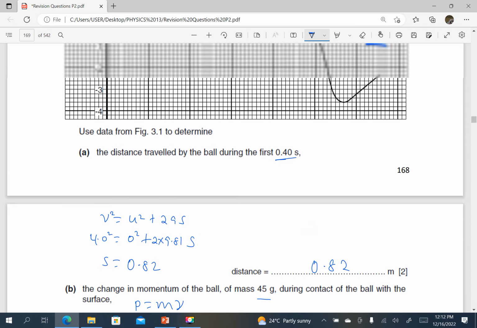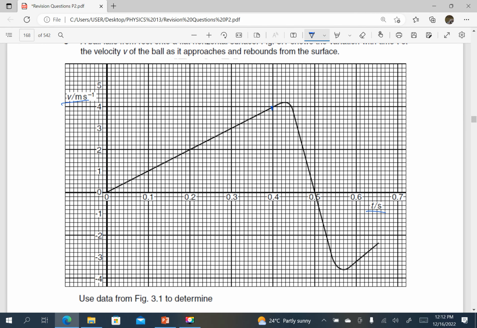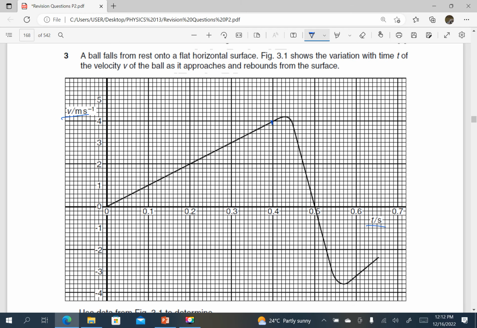Let's check the velocities. We want to find the change in momentum of the ball of mass 45 grams during contact of the ball with the surface. So during contact of the ball with the surface, we notice that we are starting at the point of contact. You see that here it is 4.2. I guess this is 4.2. And here it is negative.